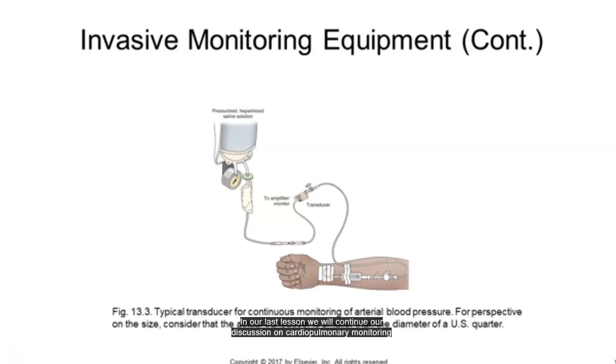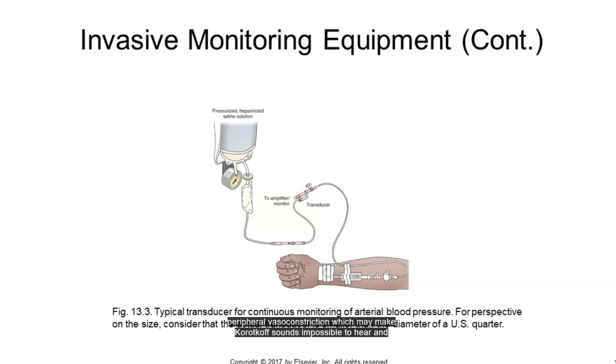In our last lesson, we will continue our discussion on cardiopulmonary monitoring, focusing on invasive monitoring, which will include arterial lines, central lines, pulmonary artery catheters, and intracranial pressure monitoring. As a monitoring tool, arterial lines are one of the most common for the respiratory therapist to use, as it provides access for ABGs.